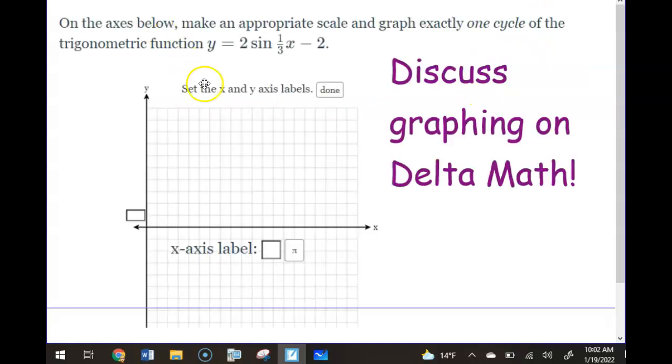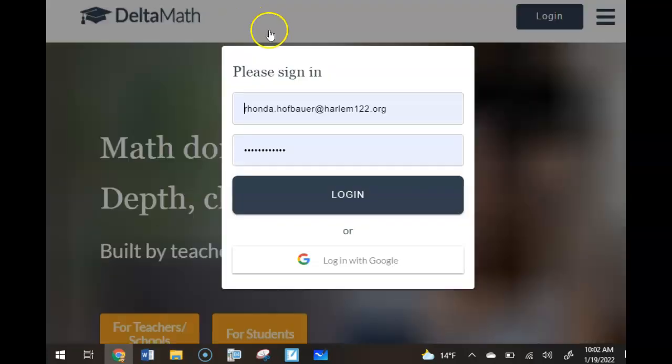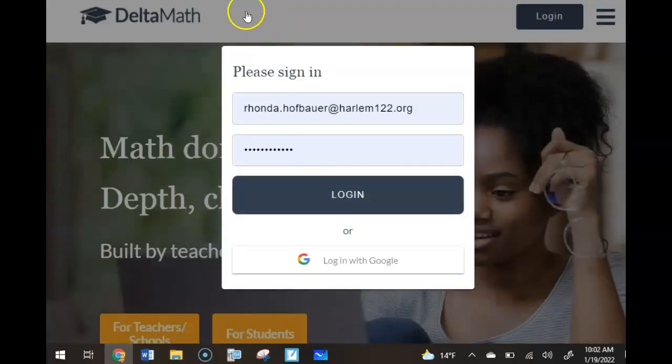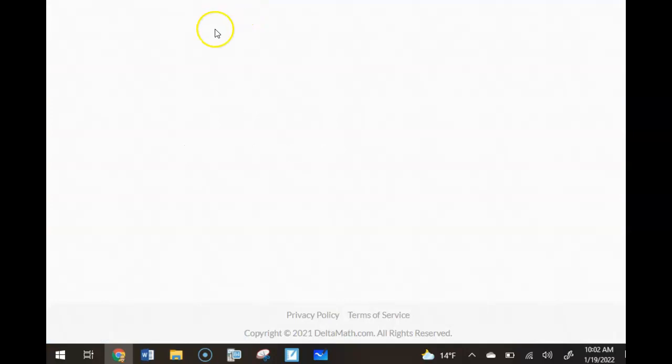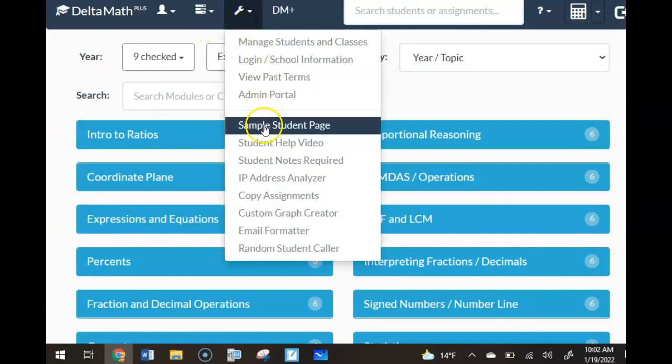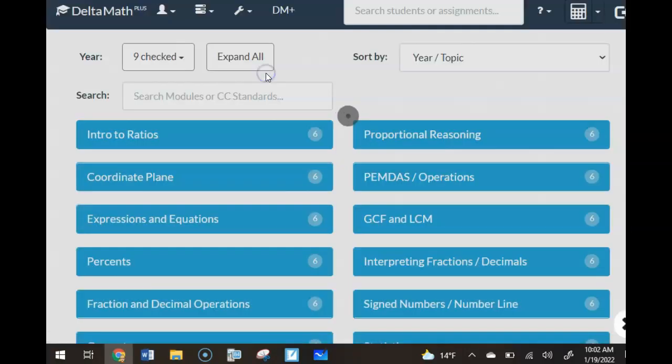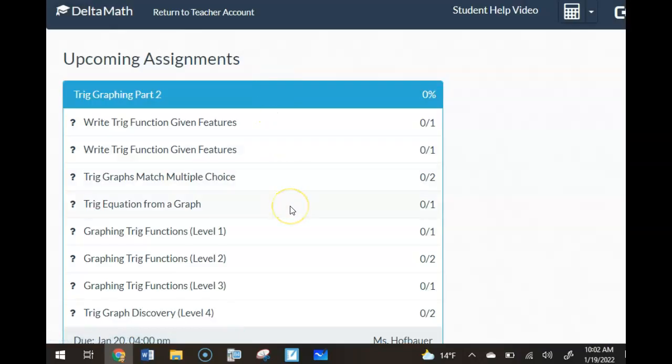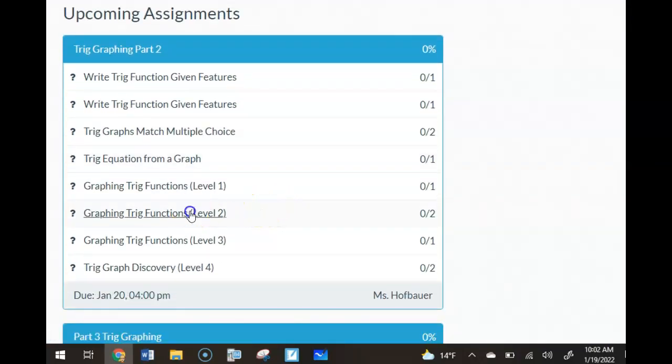And I need to talk to you about this because this is what it looks like. Okay. It'll say, make an appropriate scale and graph exactly 1 cycle of this trig function. All right. I'm going to go into Delta Math now and we'll try one together. So Delta Math, should have had this open already. I apologize. Sample student page, second period. Which one is it? Part 2? Okay. So let's try a level 2 here.